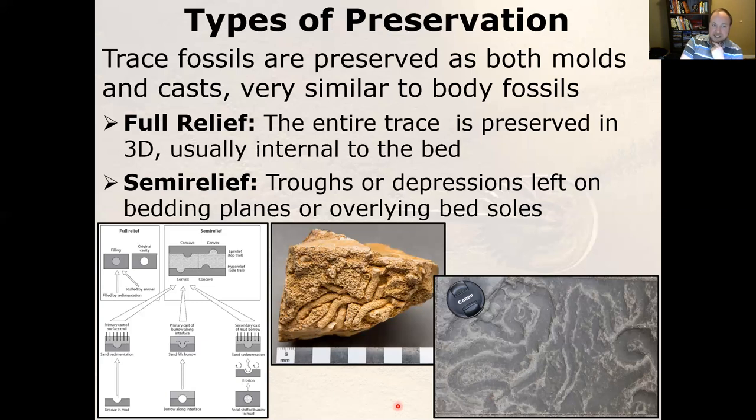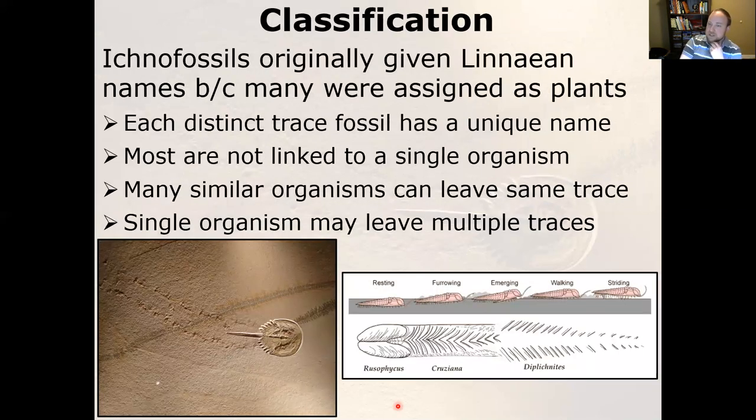So how do we classify ichnofossils or trace fossils? Well, originally they were just given Linnaean names because they thought they were plants. A lot of them were originally thought to be plants, so let's give them taxonomic plant names. And that idea sort of stuck, that we would name them with Linnaean taxonomy, so genus names and species names. So we've carried that on, and each distinct trace fossil has a unique name.